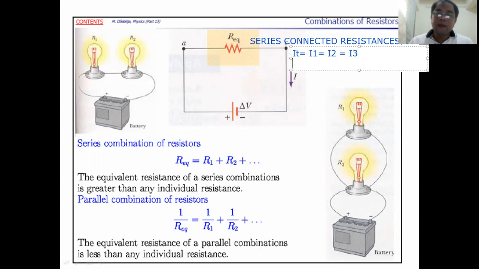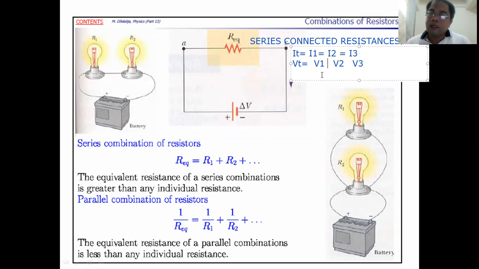However, as this current passes the first bulb, a voltage will result. So there is already a voltage on the battery, but as I1 passes resistance 1, then V1 will result. Likewise, V2 will also result as a product of current and resistance. But what's the relationship of the voltages here? Are they also equal to each other?